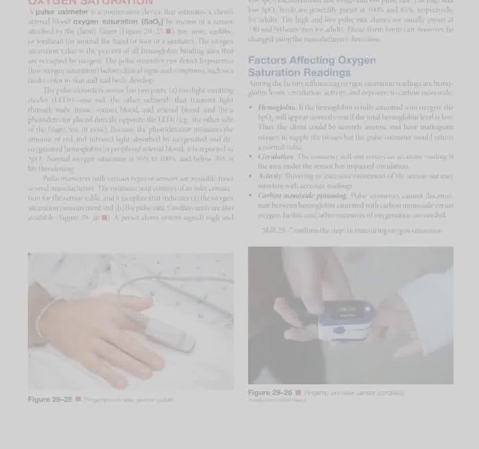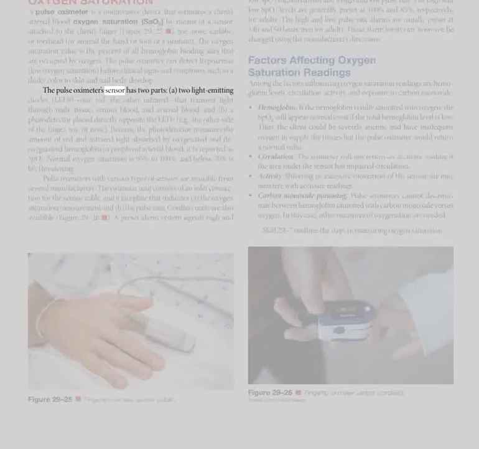Oxygen saturation. A pulse oximeter is a non-invasive device that estimates a client's arterial blood oxygen saturation, SaO2, by means of a sensor attached to the client's finger, Figure 29-25, toe, nose, earlobe, or forehead, or around the hand or foot of a neonate. The oxygen saturation value is the percent of all hemoglobin binding sites that are occupied by oxygen. The pulse oximeter can detect hypoxemia, low oxygen saturation, before clinical signs and symptoms, such as a dusky color to skin and nail beds, develop.